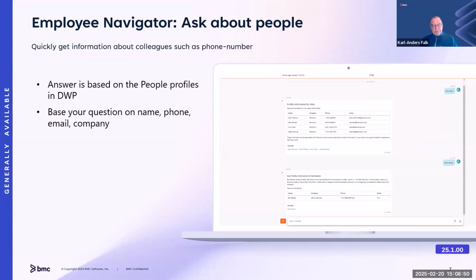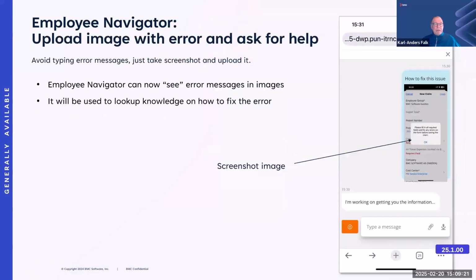Another one is the people records in DWP. You have been able to search for it. You can look them up, and you can get email addresses, phone numbers, and so on. So you can easily reach people and find people in the organization. And if you are using the social part of DWP, you can also chat with them if you click on the details page.